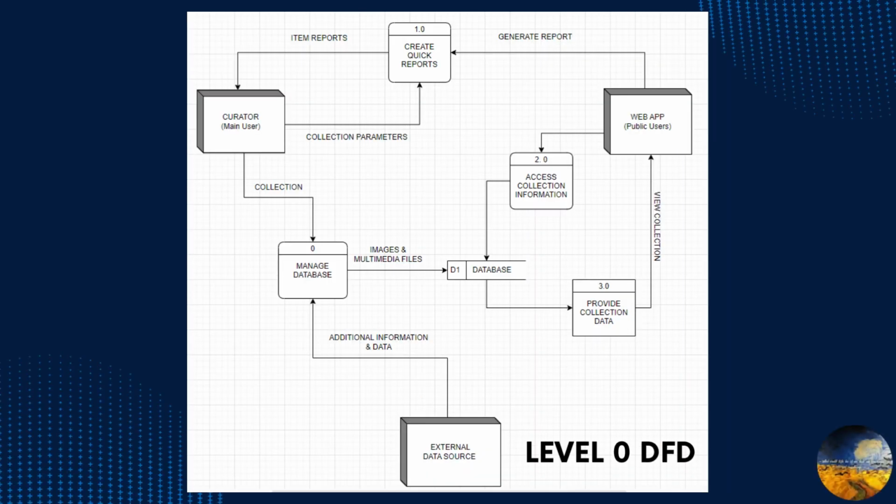And here's our level 0 data flow diagram with its key interactions. In this diagram, the curator entity sends a collection data flow to the managed database process. This represents the curator providing collection-related data to be managed in the database. It could include metadata and other information about collection items.